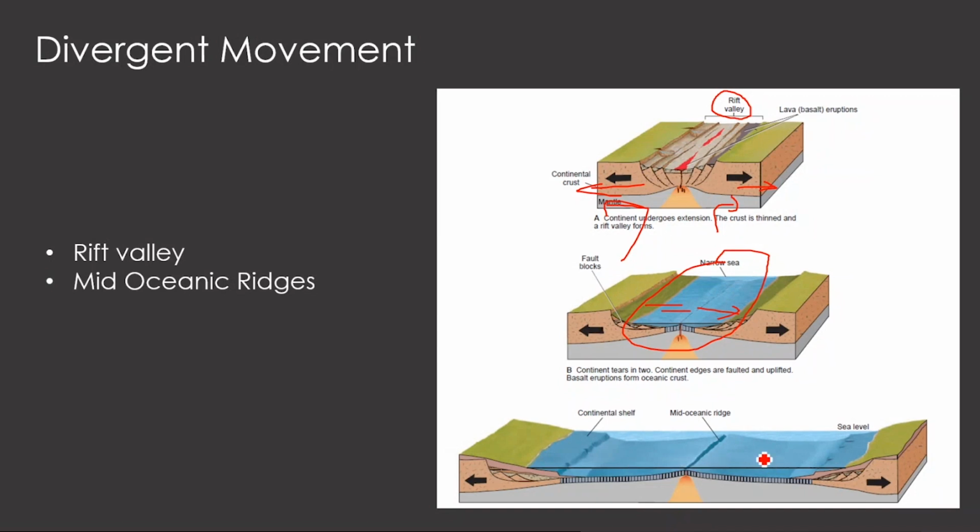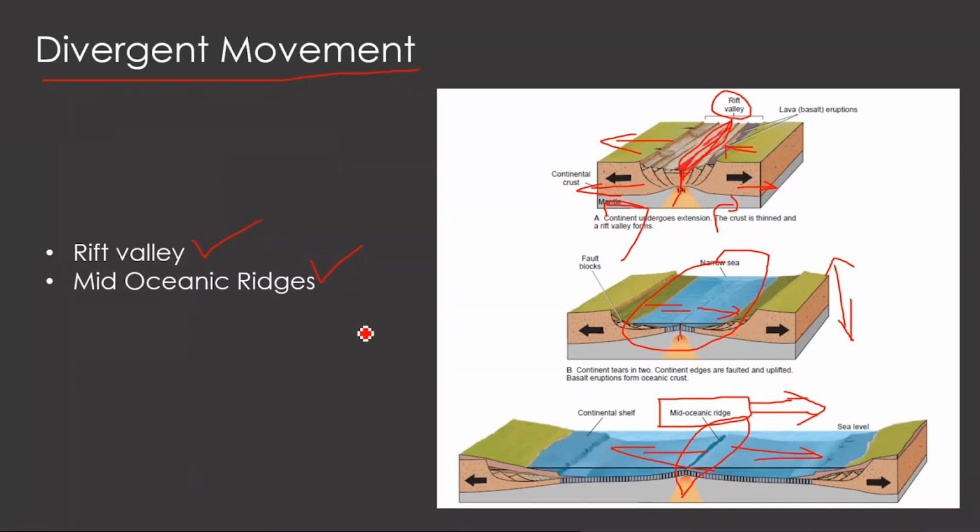So this further continues, and it can be produced large. Here this is the area where new rock is forming. This area where new rock is forming, we call it the mid-oceanic ridges. So Rift Valley and mid-oceanic ridges are the two main landforms associated with the divergent movement of the plates.